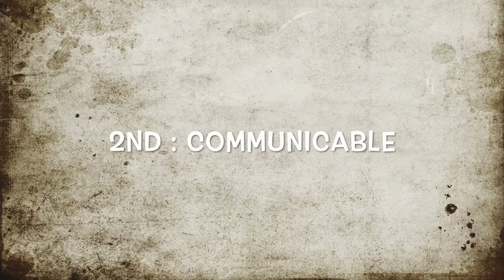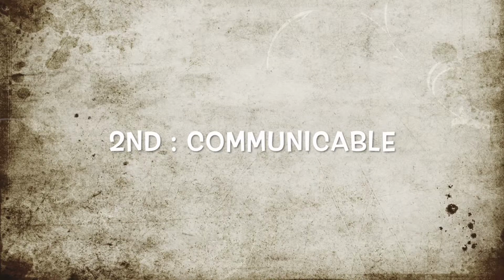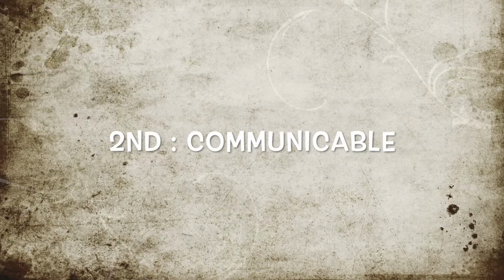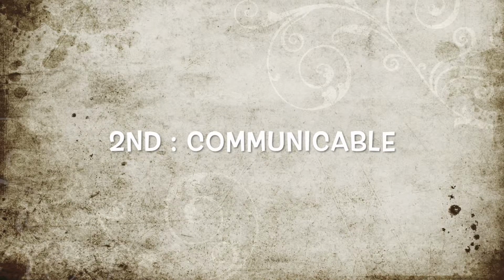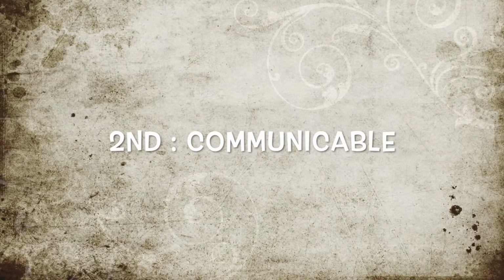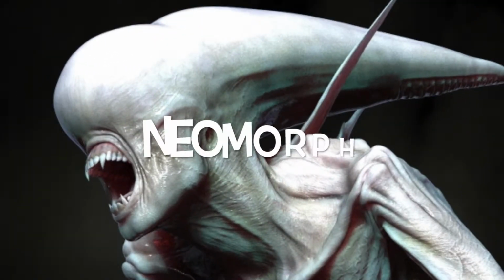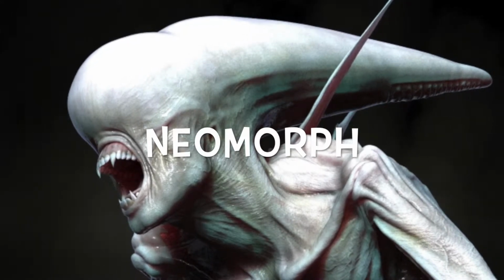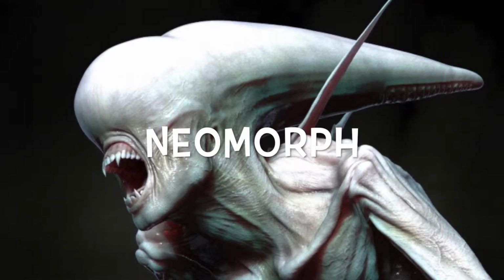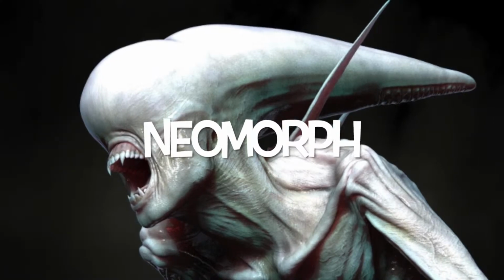For the communicable group, the creatures have their own way of communicating through their thoughts and actions. But they still lack intelligence, and they may have their own culture. Neomorph is the extraterrestrial from Alien Covenant. It looks like the alien, but it can detect human feelings.